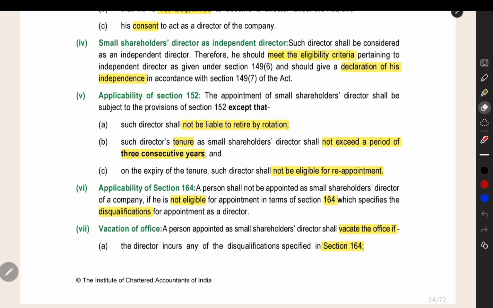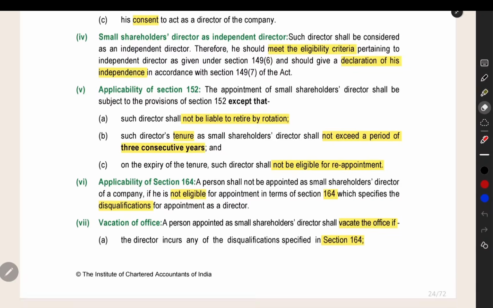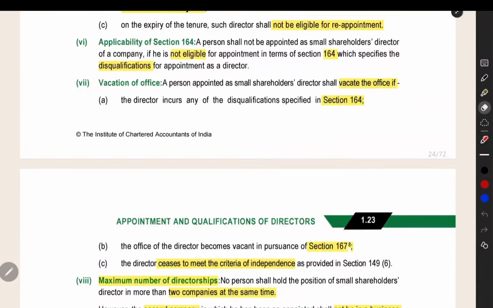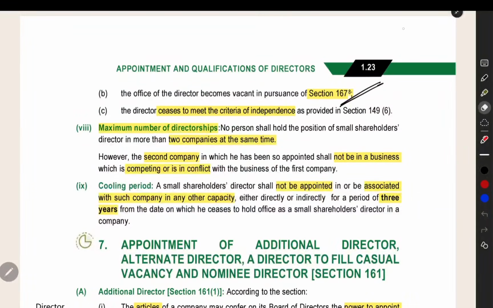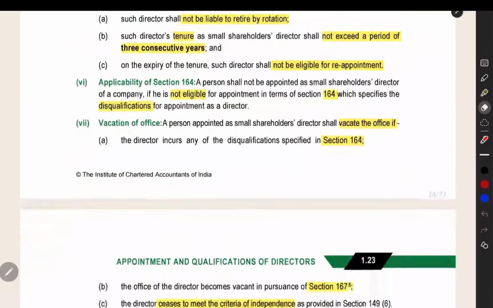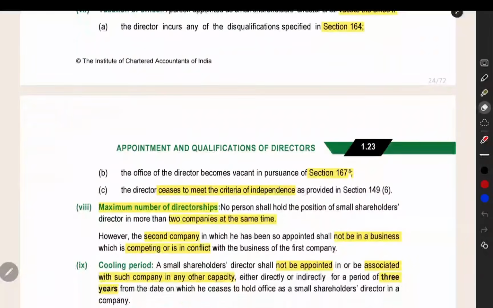Next, the tenure term of the small shareholder director will be a maximum of 3 continuous years. After the expiry of the tenure, you cannot reappoint the same person. And then if a person is not eligible under section 164, he is disqualified, then he cannot be appointed. If the small shareholder director gets appointed and he gets some of the disqualifications, or his office becomes vacated under section 167, or he does not meet the criteria of independence, then also the small shareholder director's office will be vacated. Like that, it is given here.